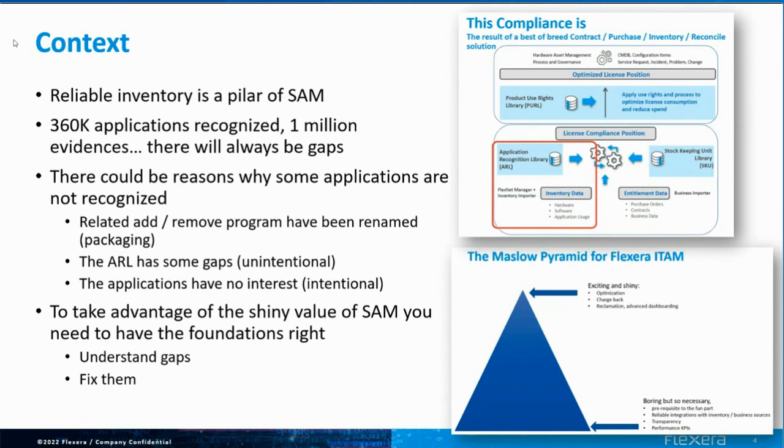That's one item I will insist on: the level of normalization. The less you normalize, the better you can cover the recognition. I will spend time on that, but it's a very key item. And yes, we have 360K applications, 1 million evidences, but there will always be gaps. And that's quite a painful conversation.